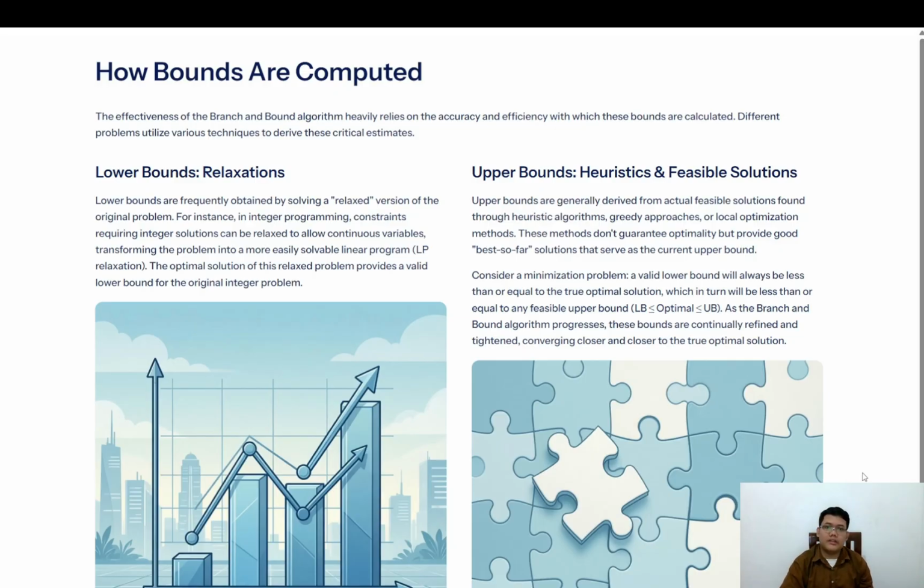Upper bound, heuristics and feasible solutions. Upper bounds are generally derived from actual feasible solutions found through heuristic algorithms, greedy approaches, or local optimization methods. These methods don't guarantee optimality but provide a good best-so-far solution that serves as the current upper bound.